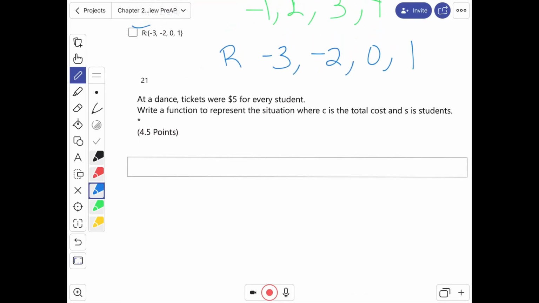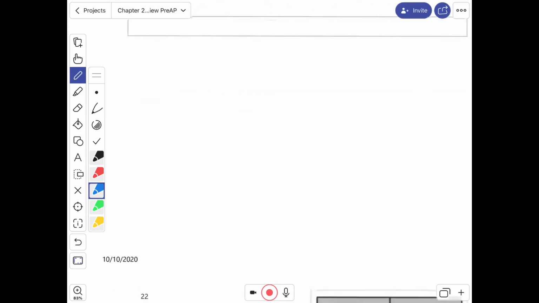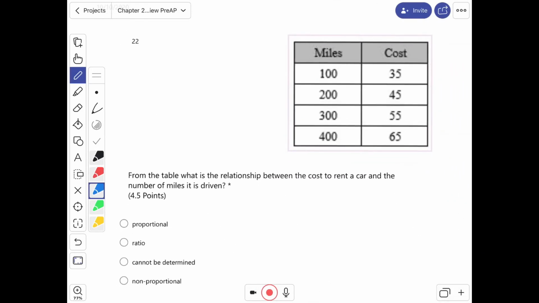Next question. At a dance, tickets were $5 for every student. Write a function to represent the situation where C is the total cost and S is students. So C is the total cost. C is going to be on the equal side by itself. And what do we need to do to students? That's the number we need to multiply. So 5 times S. That's the equation or the function. Next one.